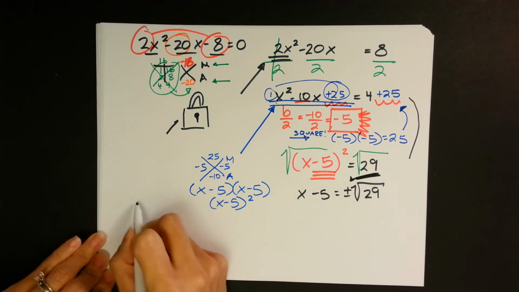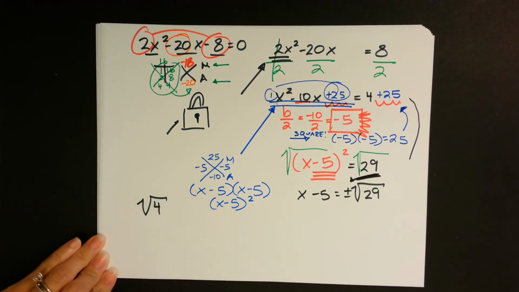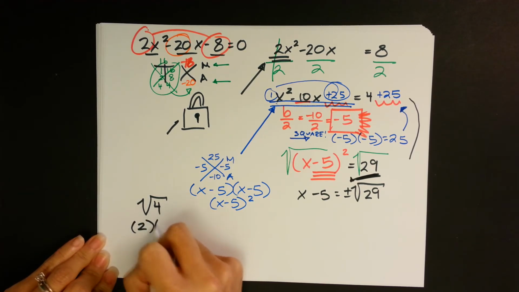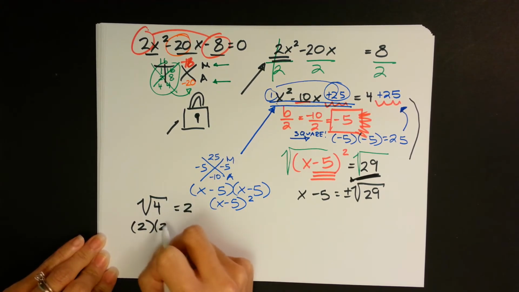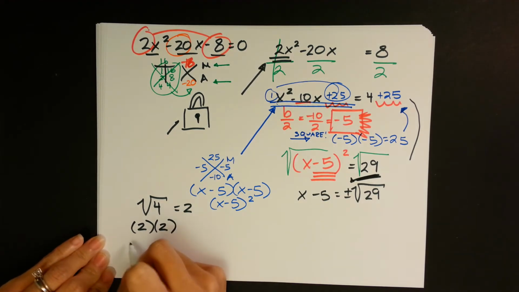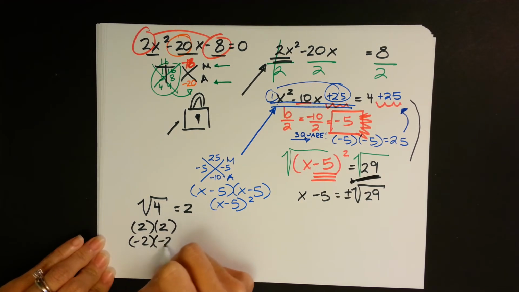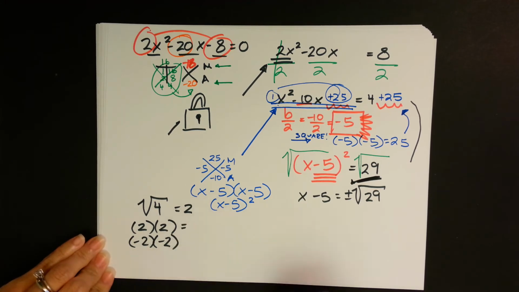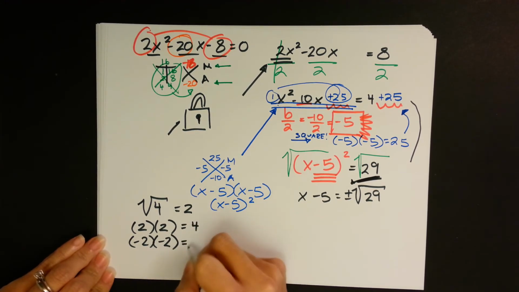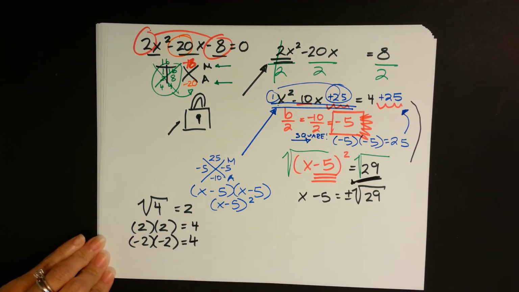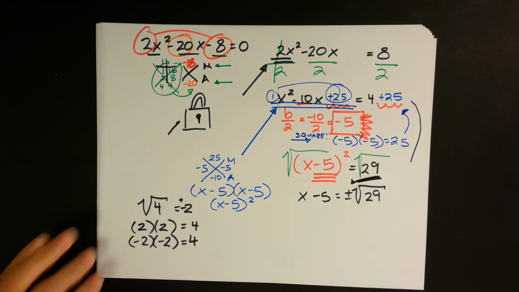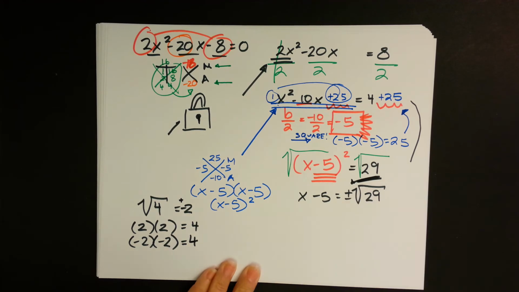Because, well, let's say that you're square rooting 4, right? Your answer could be 2, but you don't know if the number that multiplied by itself was actually negative. 2 times 2 is 4, but so is negative 2 times negative 2. So you never know if your answer was positive or negative to begin with. So you're always going to include a plus or minus.